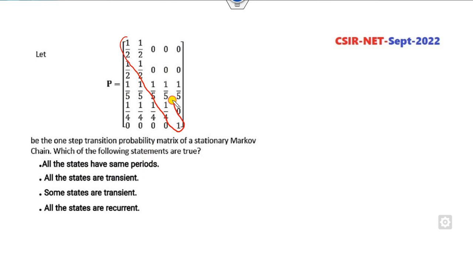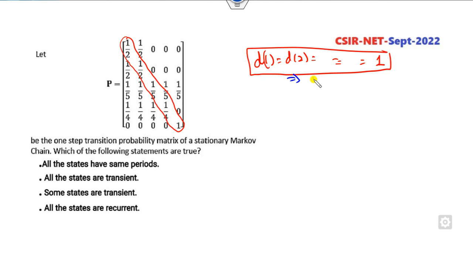So what is the meaning of that? Each of the states has the same period. What is the period? It is 1. Fine. So what is the meaning of that? It is aperiodic. So all the states have the same period. That's the correct option.